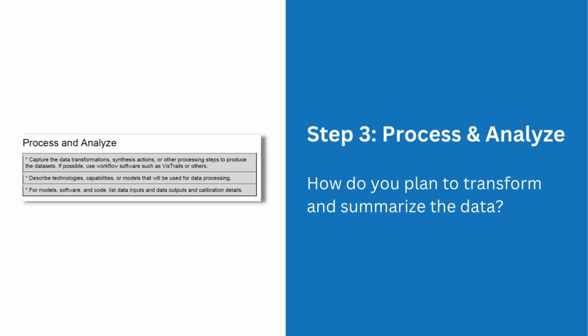The first item is capture the data transformations, synthesis actions, or other processing steps to produce the datasets. If possible, use workflow software such as VisTrails or others. The second item is describe technologies, capabilities, or models that will be used for data processing. The third item is for models, software, and code. List data inputs and data outputs and calibration details.